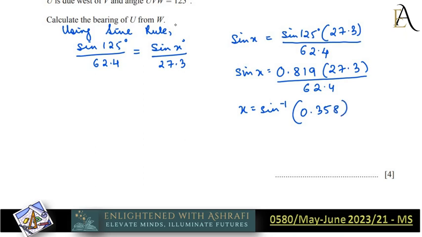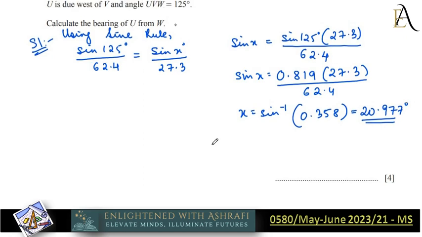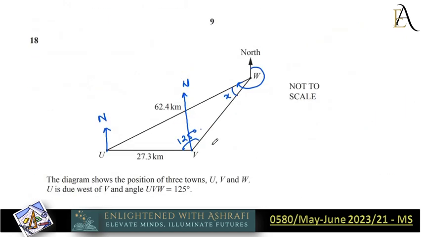So this complete is 0.358. Let's take sine inverse of 0.358, which gives me 20.9777 degrees. So this is your first step. In your first step, you found out the value of x.